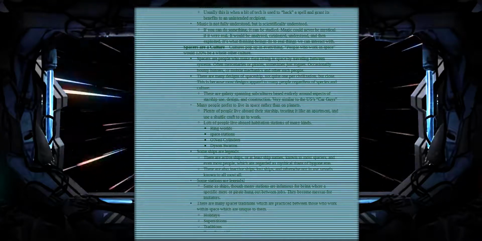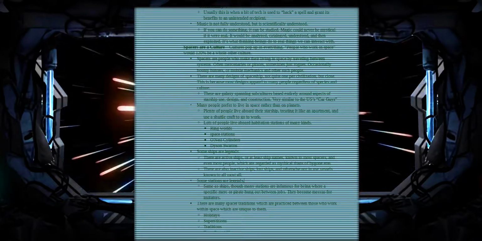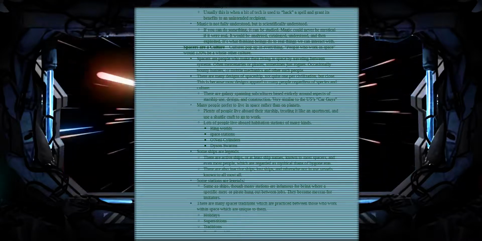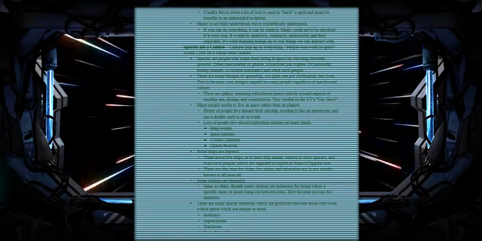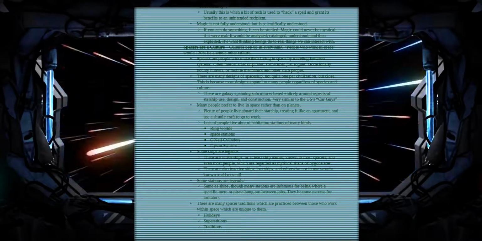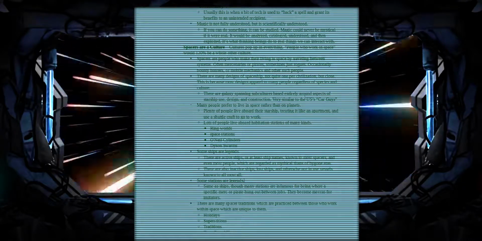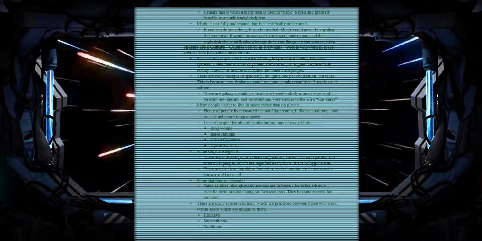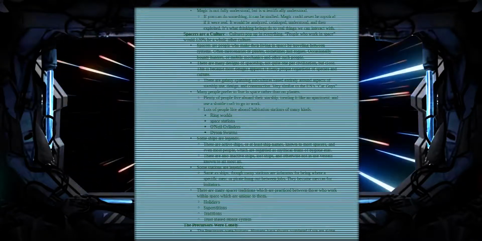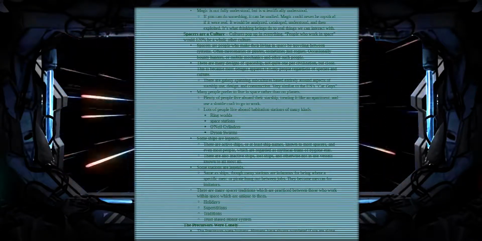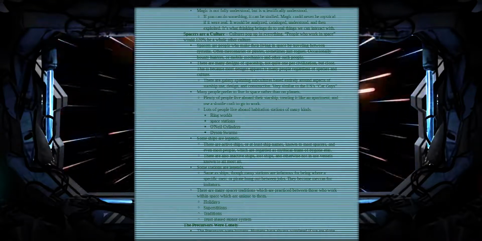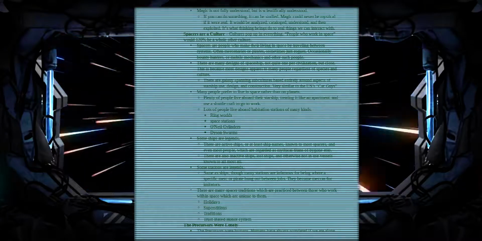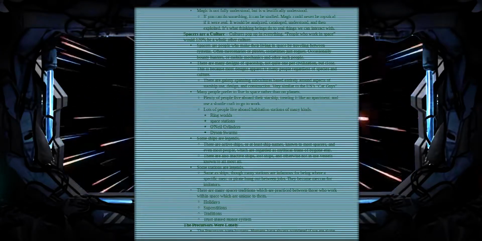Now, there are many designs of spaceships, not quite one per civilization, but close. That's because most designs appeal to many people regardless of species and culture. There's only so many aesthetics. So what's important about that in cultures? There are galaxy-spanning subcultures based entirely around aspects of starship use, design, and construction. This is because there's a car guy. You know a guy who really loves the 1910 Mustang, right?